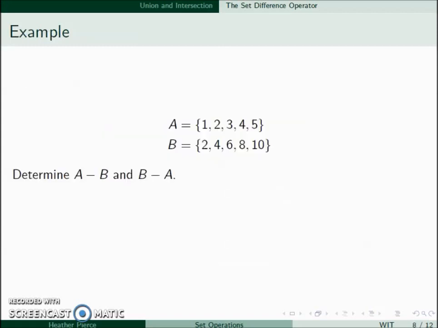So for example, let's find A minus B. We know that these two groups share 2 and 4. So A minus B will be 1, 3, and 5, since we'll exclude both 2 and 4. For B minus A, we exclude the 2 and the 4 to get 6, 8, and 10.